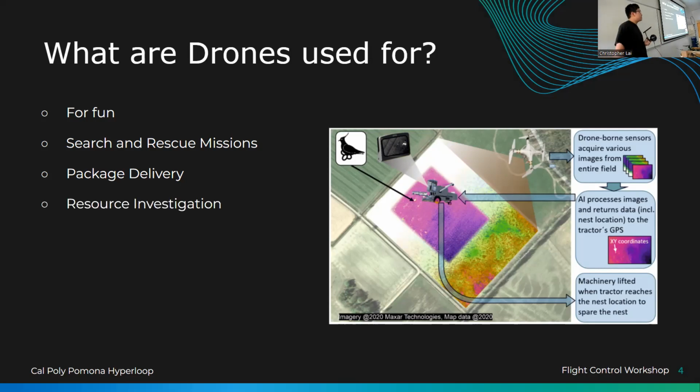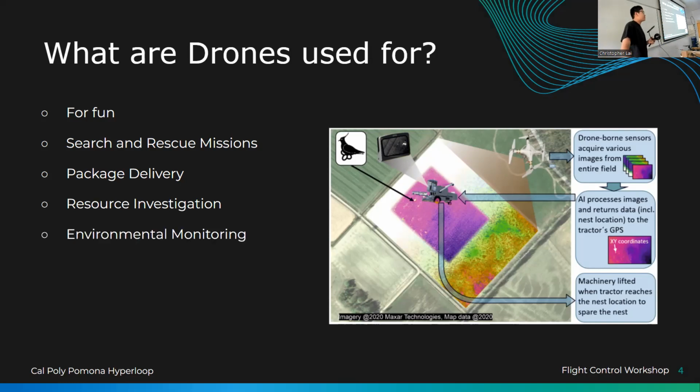We can also use them to investigate resources. So if we have an unknown patch of land that is dangerous for humans to go into, sort of like a radioactive nuclear plant, for example, humans won't be able to go into it because obviously it's dangerous for them, but we can fly a drone into it with a camera that can scope out the area, see what's up, see what's good, right? So resource investigation, also a very good way to use drones.